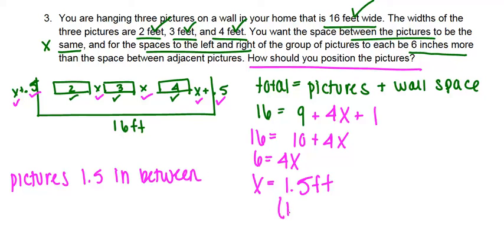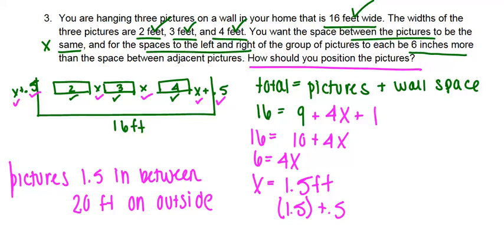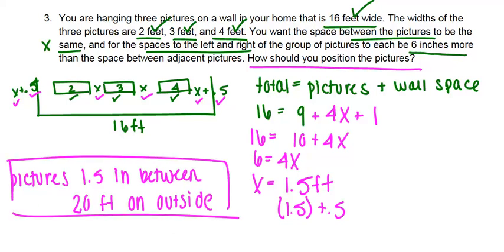And then 1.5 plus 0.5, so 2.0 feet on the outside. Okay, so always make sure that you have a good summary of what you are answering. This is 2.0 feet on the outside.